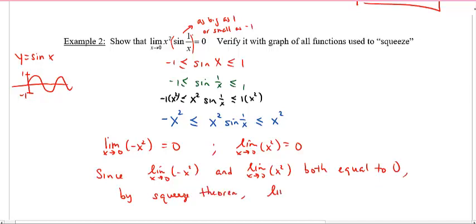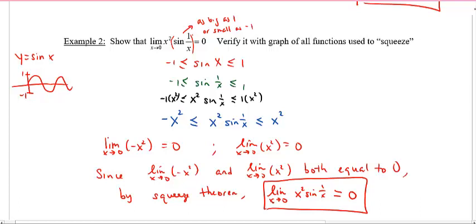The middle function, which is x squared times sine of 1 over x, the limit of that as x approaches 0, must also equal 0. And there you go. I've shown it. Now, I also said verify with the graph.